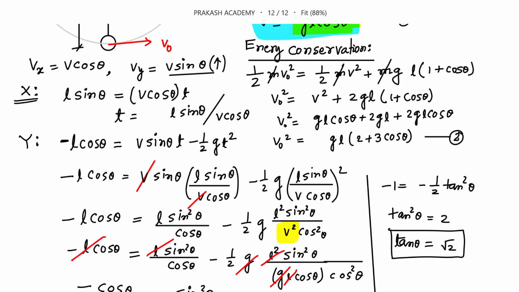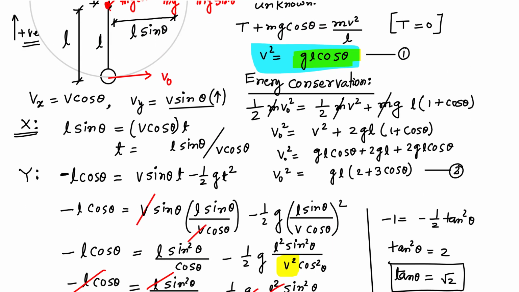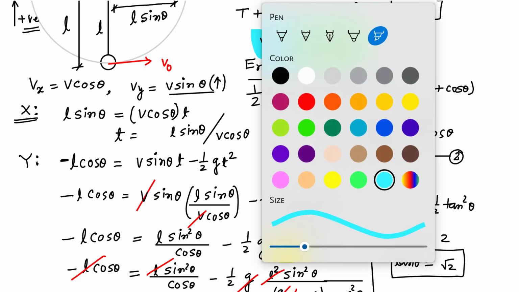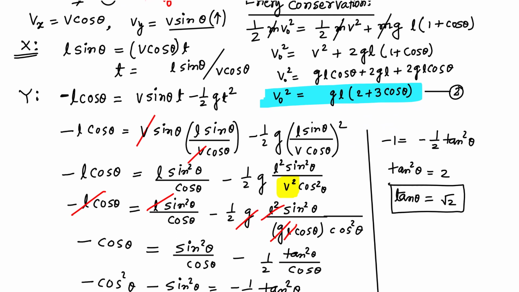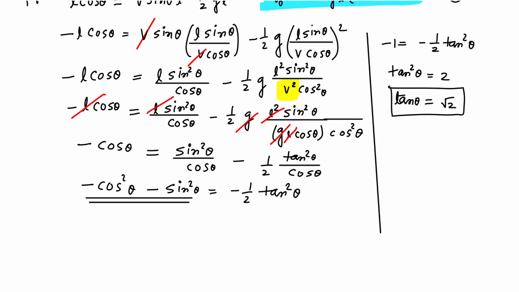Now at this point of time we have to calculate V naught. What was the expression for V naught? So this was the expression for V naught, that is V naught square is equal to GL times 2 plus 3 cos theta. So this expression I can use. Now you know basically tan theta is equal to root 2. So this distance is root 2 and this is 1. So this is root 3 and this angle is theta.